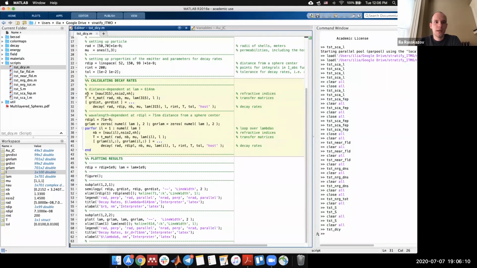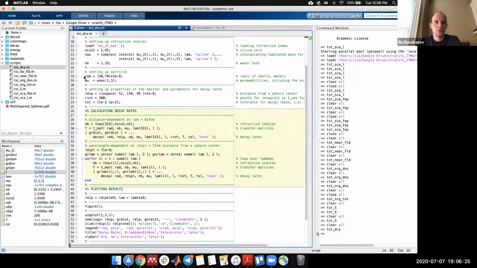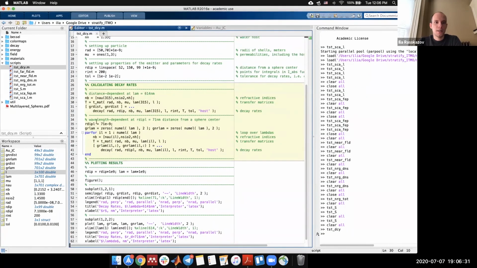So here we get two different cases. In the first case, I fix the wavelength of the dipole emitter and vary the distance according to this variable. And in the next calculations, I'm fixing the distance close to the sphere and varying the wavelength of the dipole emitter. So again, here I'm calculating transfer matrices and getting the radiative and non-radiative decay rates.